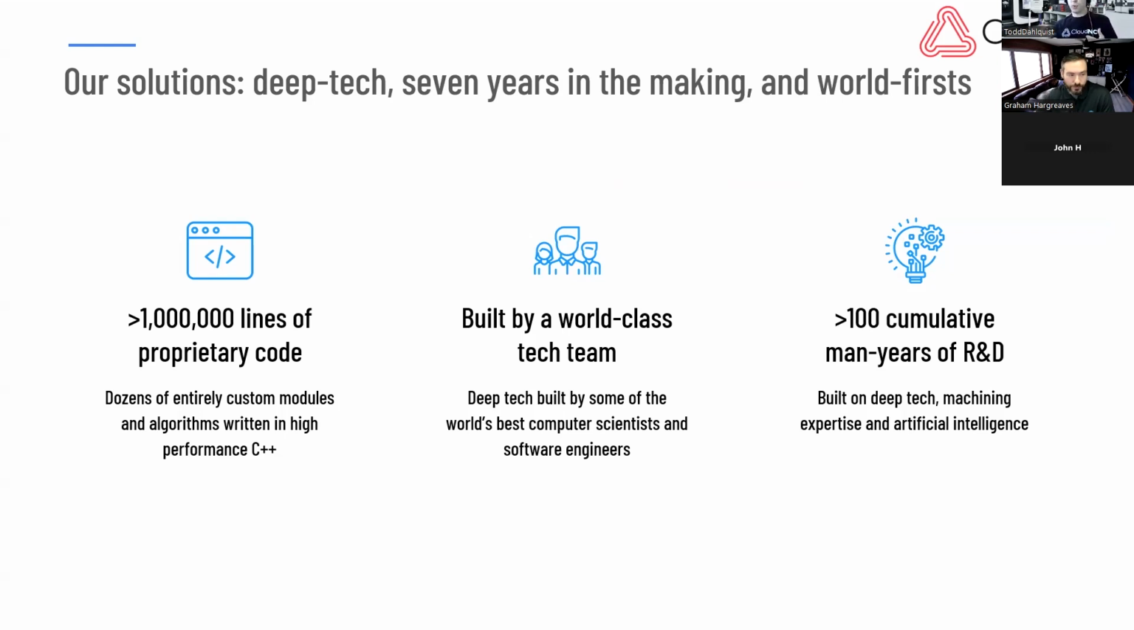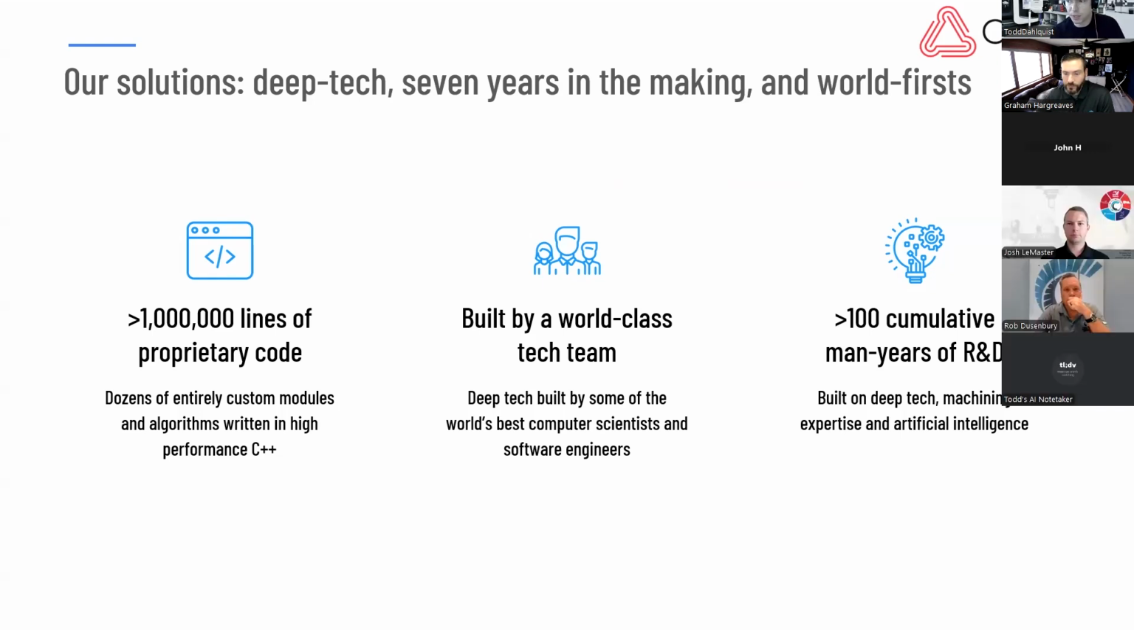And again, we've been around for almost 10 years now. CAM Assist itself, we've been working on for about 7 years. At this point, we have over 1 million lines of proprietary code. It's built by a world-class team. We have about 70 or so software engineers on our team. And at this point, we have over 100 cumulative man years of R&D that went into creating and improving this over time. Next slide, please.